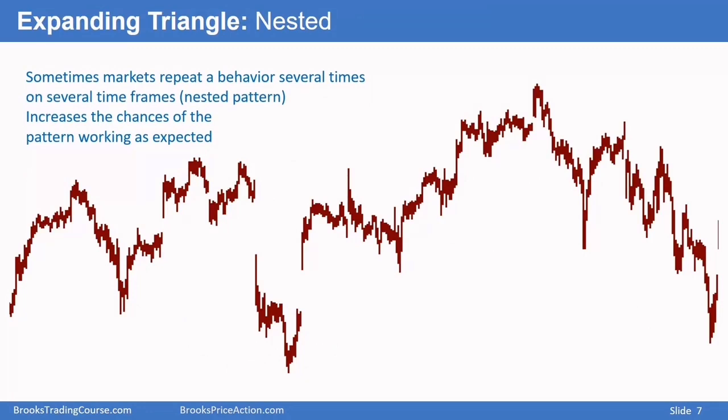Sometimes the market repeats a pattern several times on several different time frames, so you get smaller versions of the pattern within larger versions of the pattern. When that happens, I call it a nested pattern. It increases the chances that the pattern will work as you expect it to work.